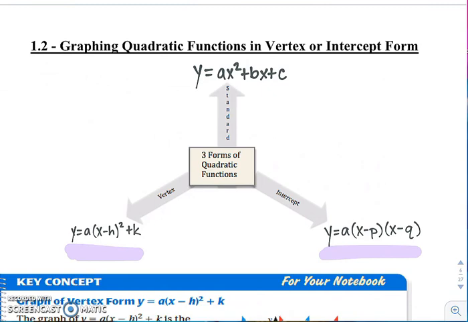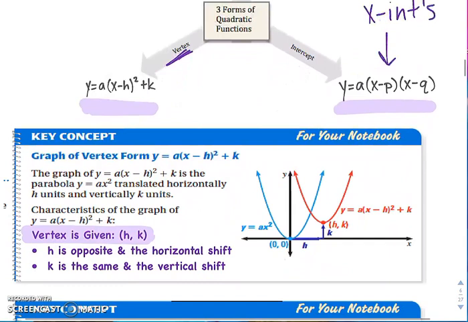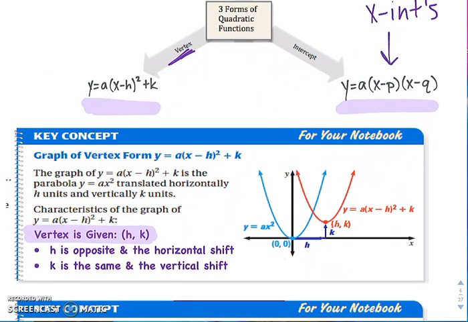They're called vertex and intercept form because this form over here actually gives you the vertex when it's in that form, and this one gives you your x-intercepts when it's in that form. We'll see that when we do an example, but we're going to look at vertex form first. So when a graph is in vertex form, you're going to have one parentheses with a squared exponent on the outside, and you could or could not have a value added on at the end.